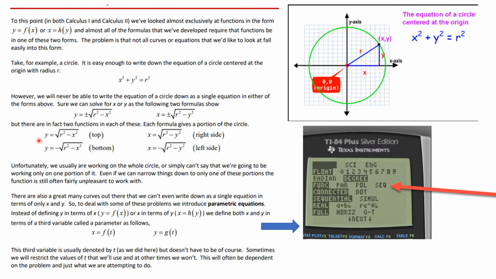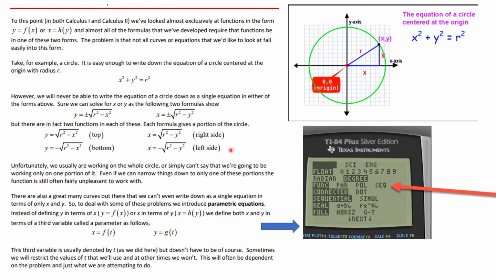That means that if we want to make them into functions, we would have to use multiple functions. Either we could say y is equal to the principal square root of r squared minus x squared, which would give the top part of the circle, or if we wanted the bottom part, we could say y is equal to minus the principal square root of r squared minus x squared. But we need two functions.